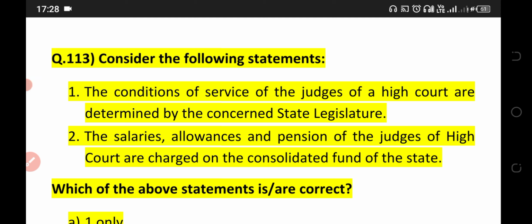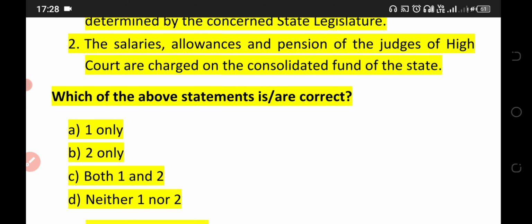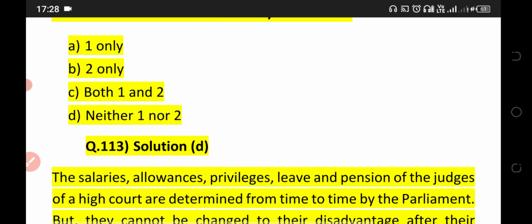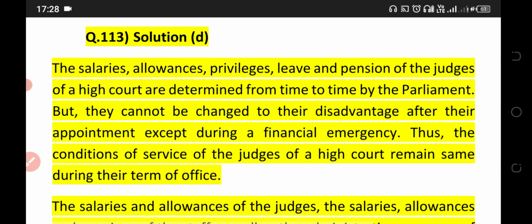Consider the following statements. The conditions of service of the judges of the High Court are determined by the concerned state legislature. The salary, allowances, and pension of the judges of the High Court are charged on the consolidated fund of the state. Absolutely incorrect. केवल और केवल दोनों सही नहीं है.